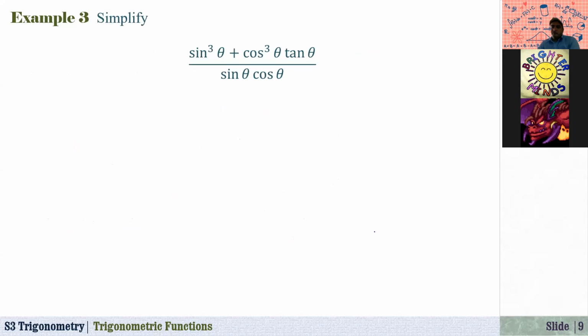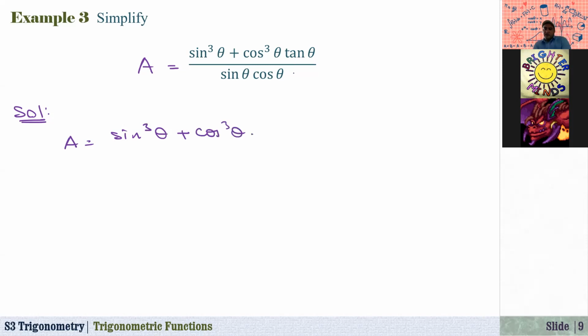Okay, next question: simplify sine cubed of theta plus cosine cubed of theta, times tangent of theta, over sine of theta times cosine of theta. We just have to simplify. Suppose that, let's say, it is capital A. So the solution: this capital A is equal to sine cubed of theta plus cosine cubed of theta.